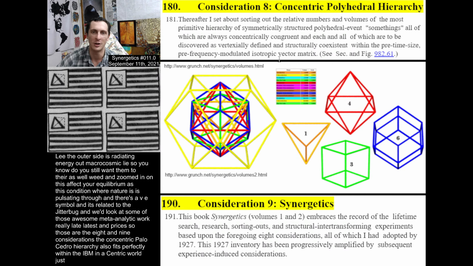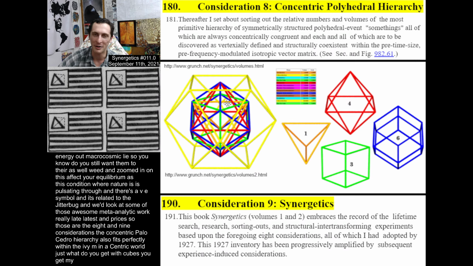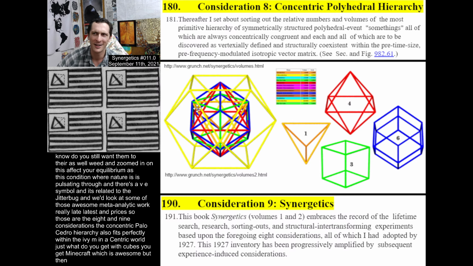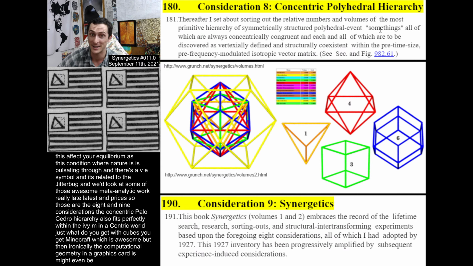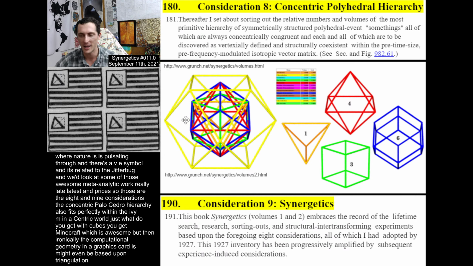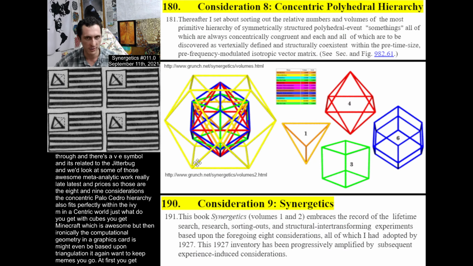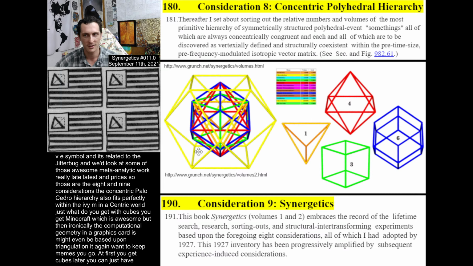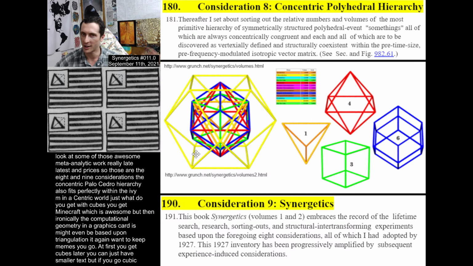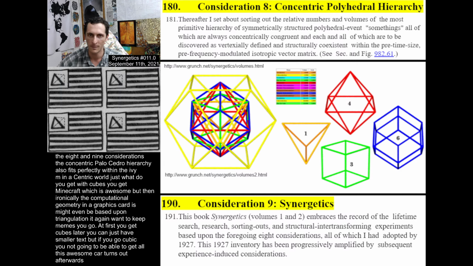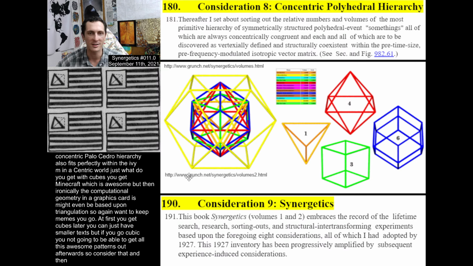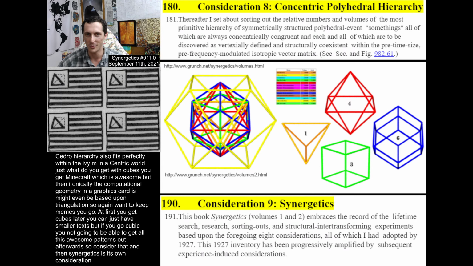Just, what do you get with cubes? You get Minecraft, which is awesome. But then ironically, the computational geometry in the graphics card might even be based upon triangulation. So again, one of the key memes: you go tet first, you get cubes later. You can just have smaller tets. But if you go cubic, you're not going to be able to get all these awesome patterns out afterwards. So consider that. And then Synergetics is its own consideration, like really meta.